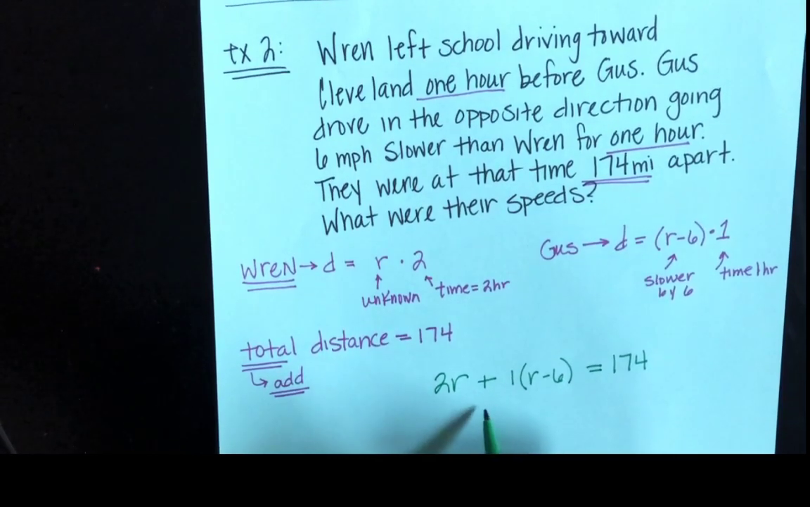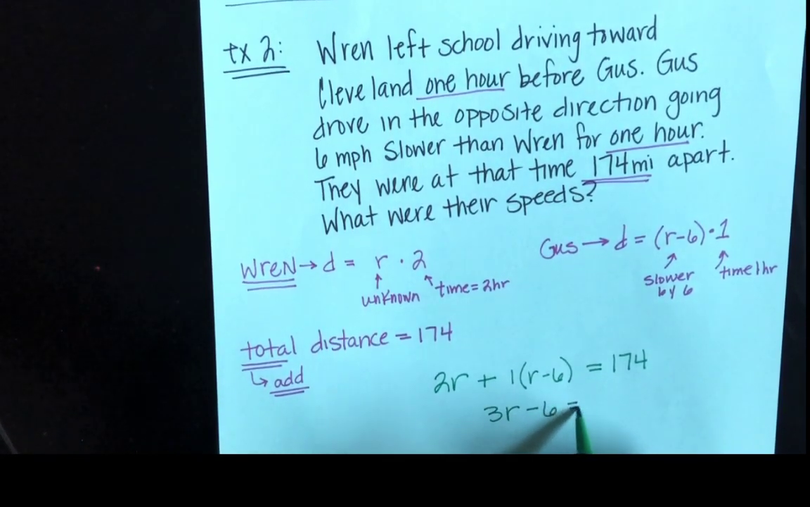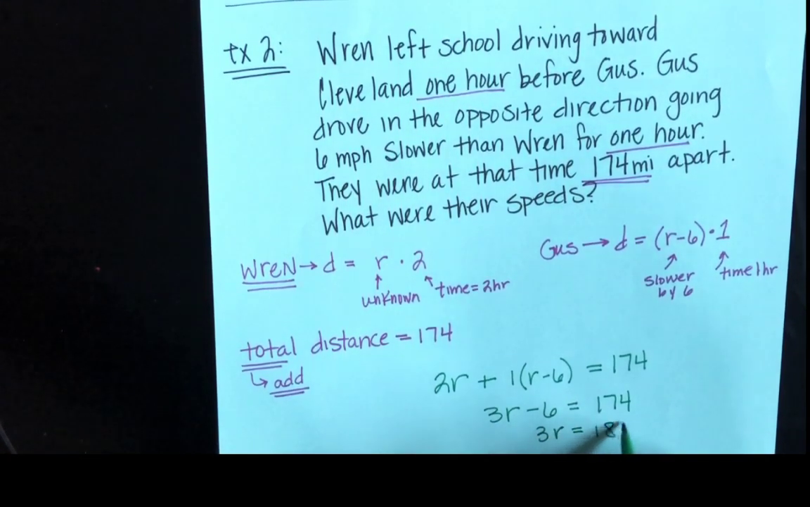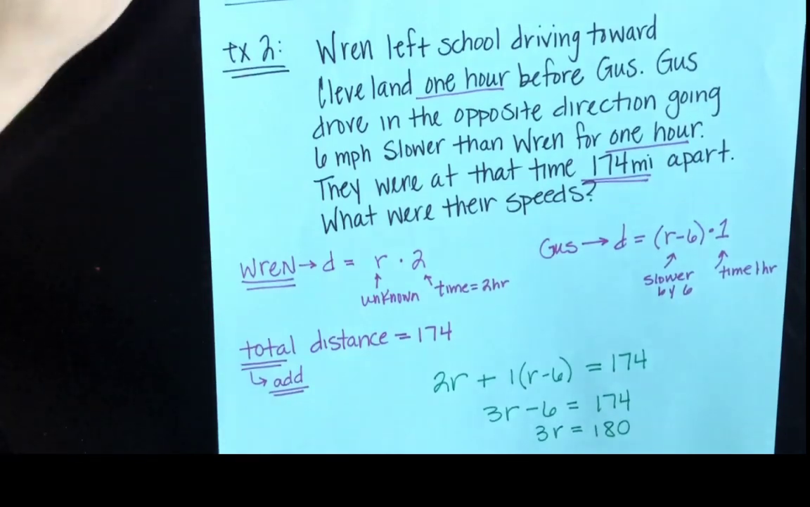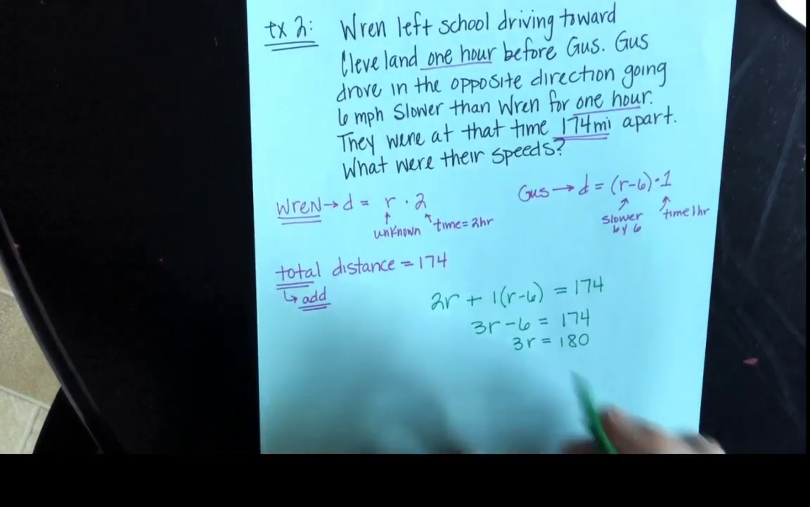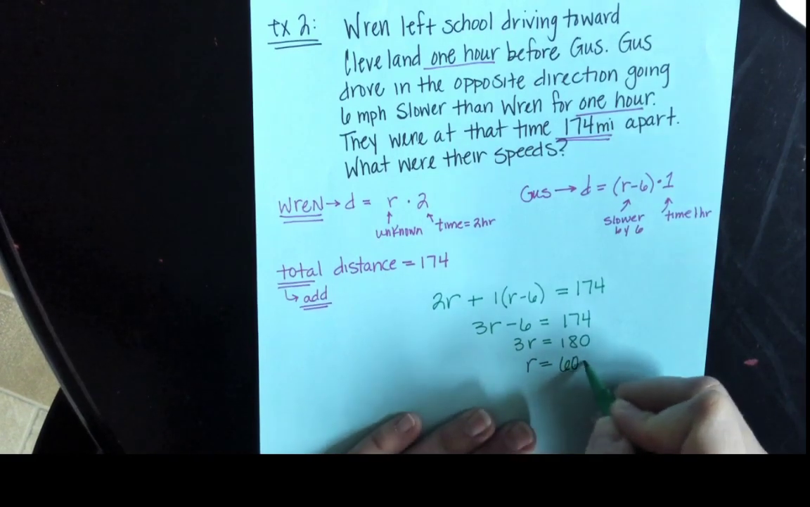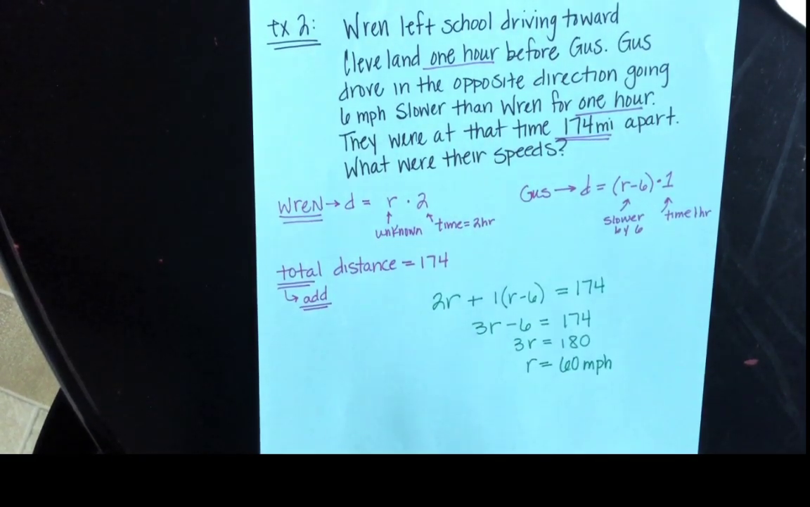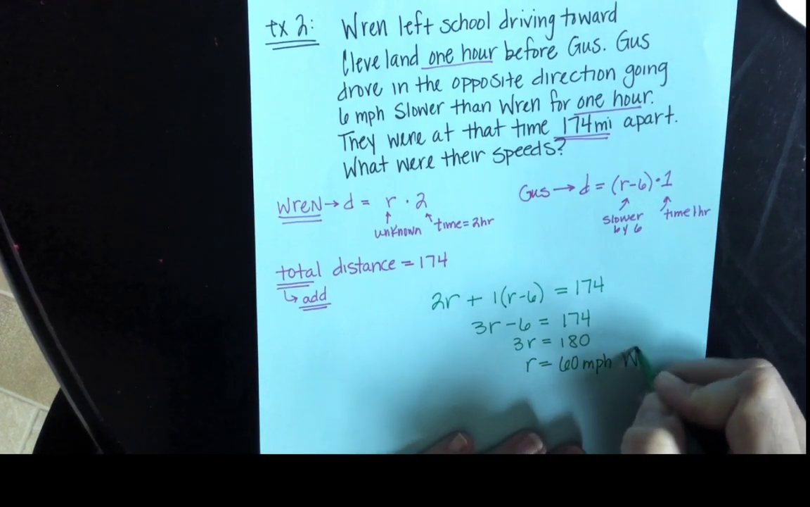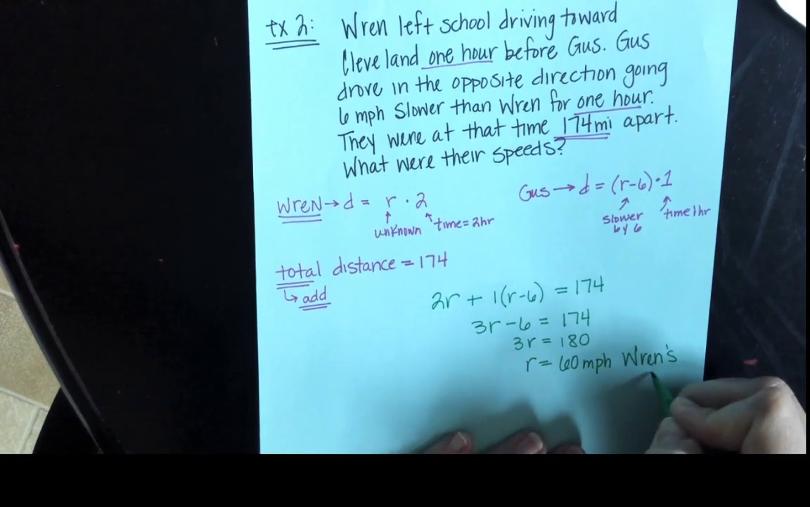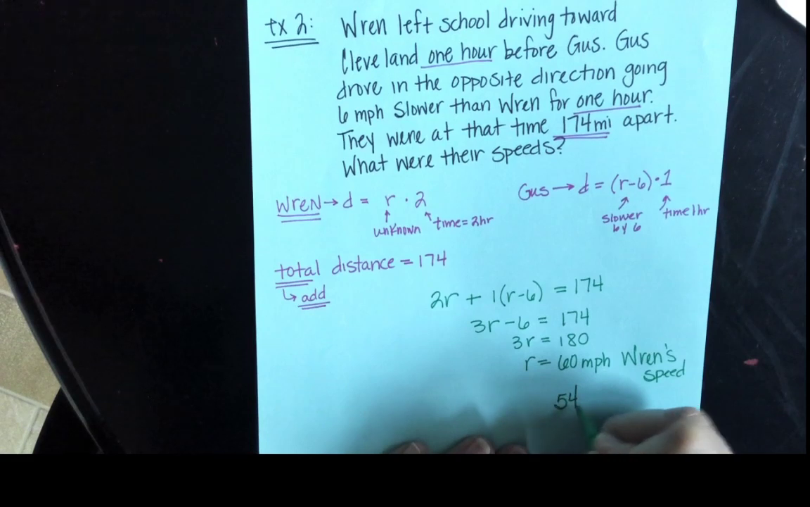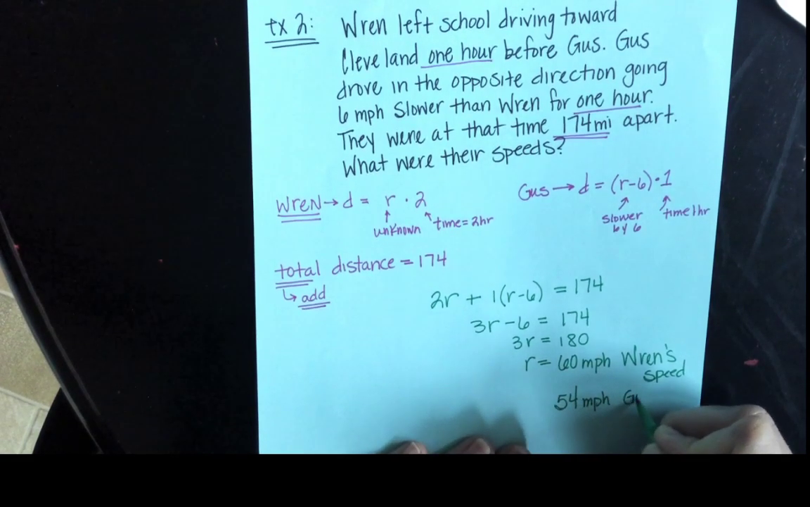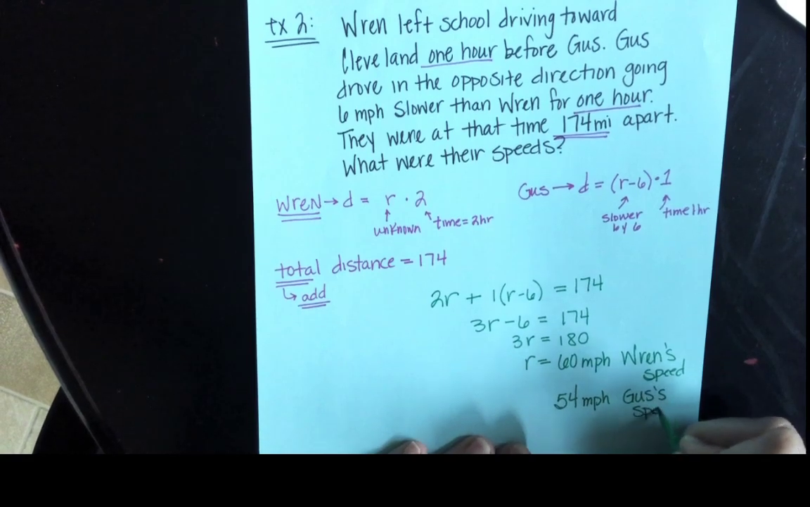So we end up with 3R minus 6 equals 174, or 3R equals 180, which we then find out the rate is 60 miles per hour. So 60 miles per hour is Ren's speed, which means 54 miles per hour is Gus's speed.